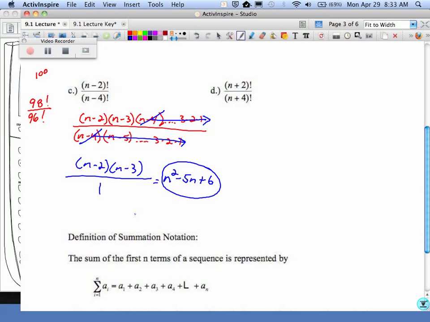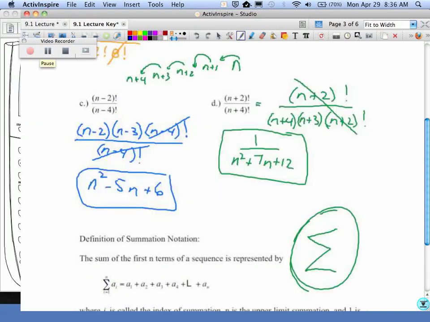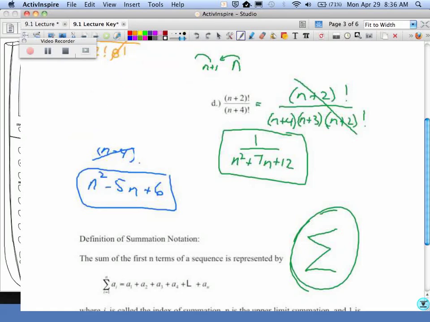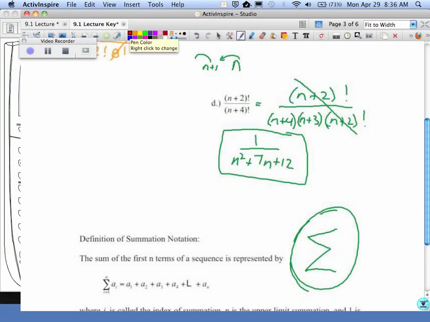Now, if you didn't get that, here's what it would look like. On top, you might have written out n plus 2, n plus 1, n minus 1. You got the idea. It goes 3 times 2 times 1 at some point. On the bottom, though, you have n plus 4, n plus 3, taking 1 away every time, n plus 2.